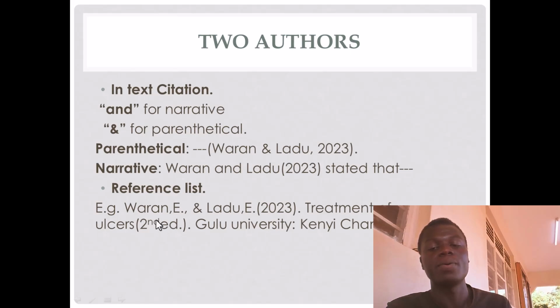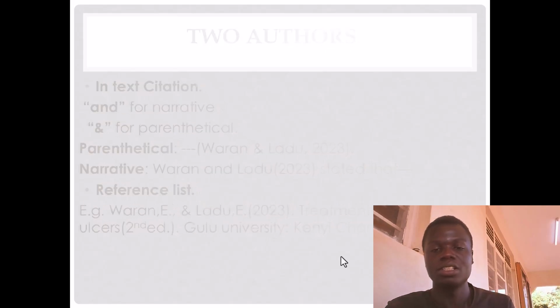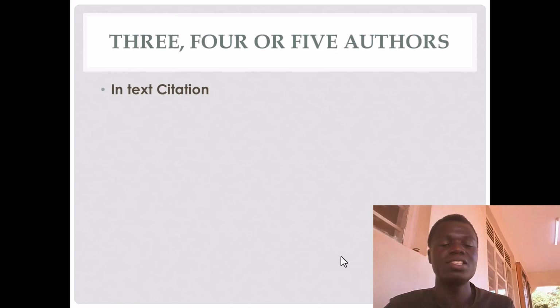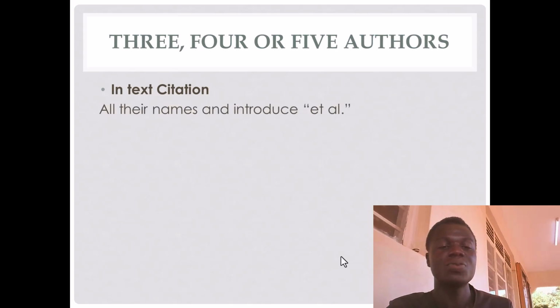By the way, if you are writing the journal, it should be italicized. Then the name of the institution, like a university. So this takes us to citing three authors. Briefly, let us see when you are citing three, four, or more authors. In this case, it is going to be different from when you are citing only one or two authors. So let us look at an in-text citation.